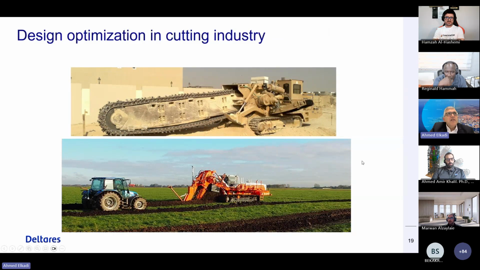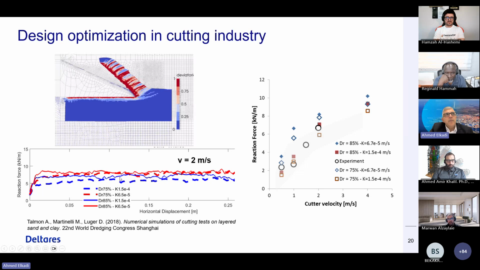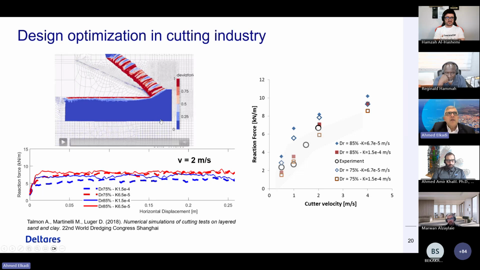We use it in other applications like design optimization in a plow, so in the cutting industry, and that can be used, of course, in civil engineering applications, but also in other applications. You can really model the cutting process. You can extract the forces, and this is really a complex process. You cannot do that with finite element in any case, and you need something different to be able to capture it. This is very complex, and it took some time to get reasonable results, and it's published as well.